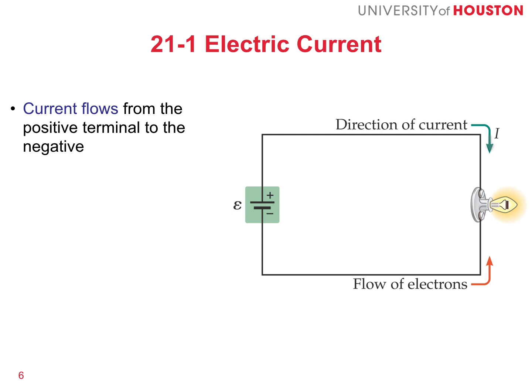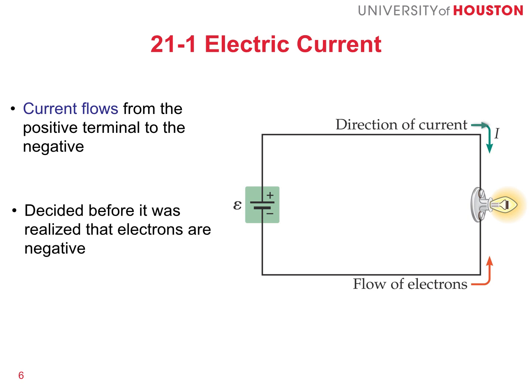We define the direction of current flow to start from the positive terminal and then go to the negative terminal. This is shown by the green arrow, where one can see it flows round in a clockwise direction. This definition was decided before it was realized that electrons were really the thing that was carrying charge in an electric circuit, and these were negatively charged. So in reality, even though we define the direction of current flow to go from the positive to the negative terminal, what actually happens is electrons leave the negative terminal and flow in a counterclockwise direction and finish at the positive terminal.